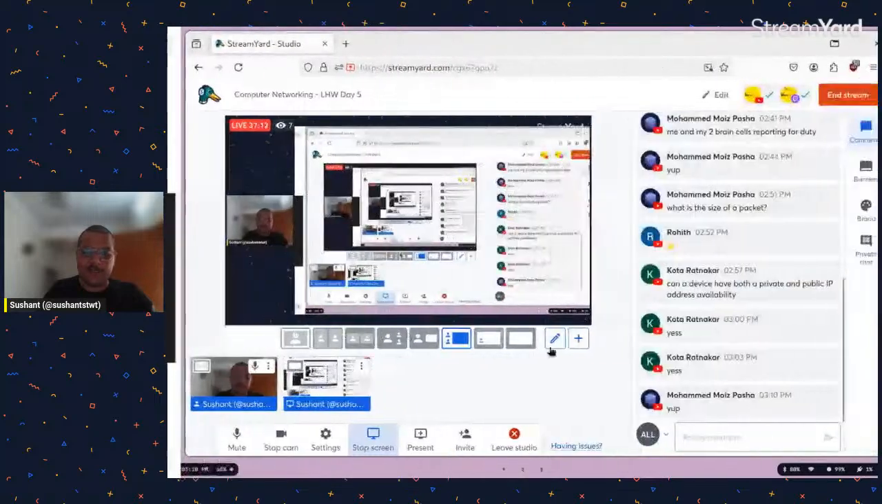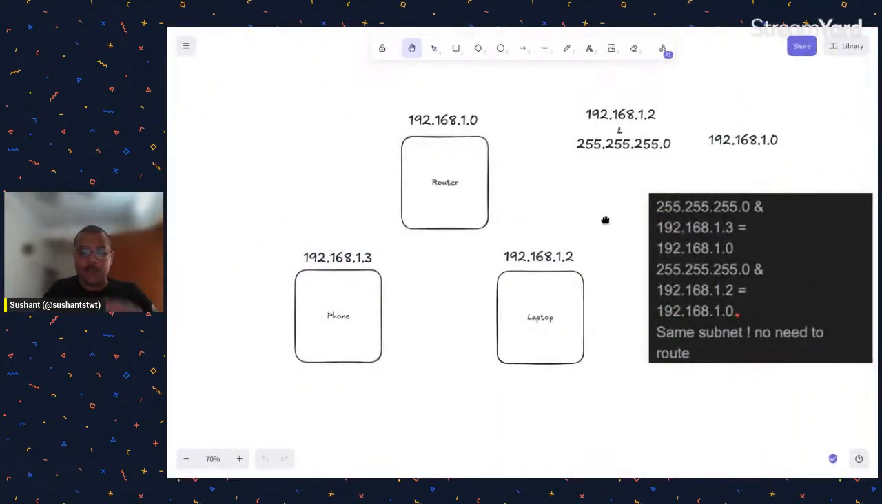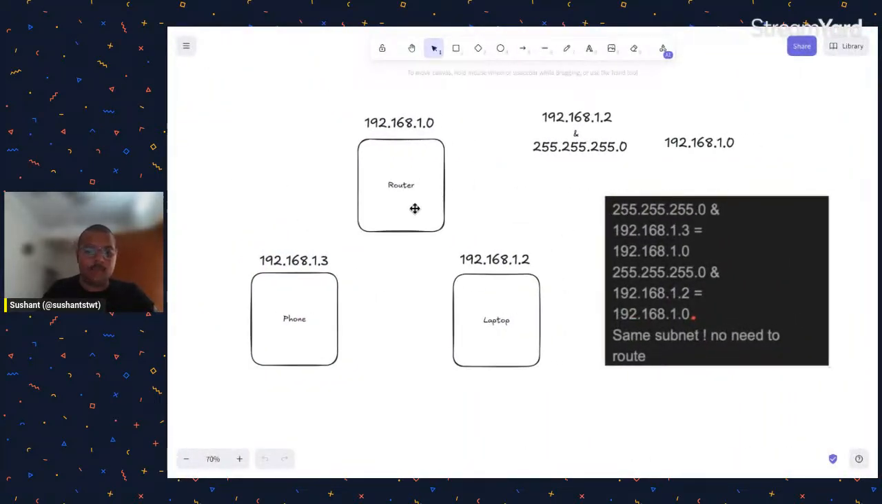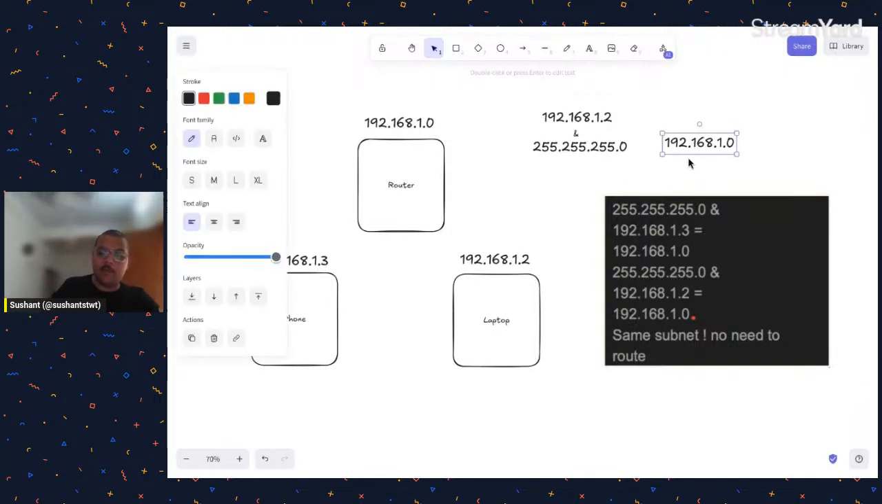We were over here, right? So what was I on about? My phone wants to send something to my laptop, and now my router needs to figure out if that thing I want to send data to is in my network or not. So I basically did an AND operation and I got this. And since the first 3 bytes are the same as my phone's first 3 bytes, I can say that, okay, this is in my network, so I don't need to send the data outside.